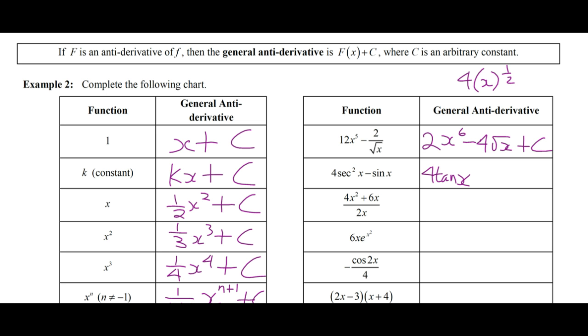Multiplied by 4. And then we've got a minus sine x. So plus cos x, the derivative of cos is minus sine, plus cos x, and to finish it off, plus c.